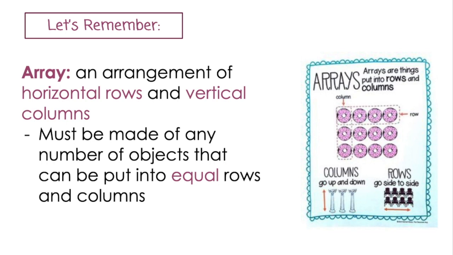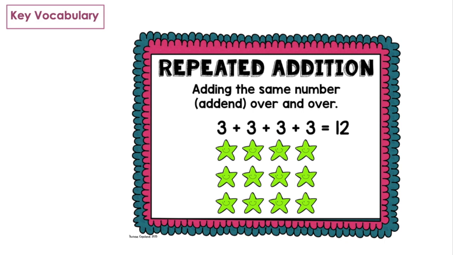Let's remember what we've talked about so far. We've talked about an array, which is an arrangement of horizontal rows and vertical columns. It must be made up of any number of objects that can be put into equal rows and columns. Some key vocabulary that we need to know for today would be repeated addition. It is adding the same number or addend over and over.